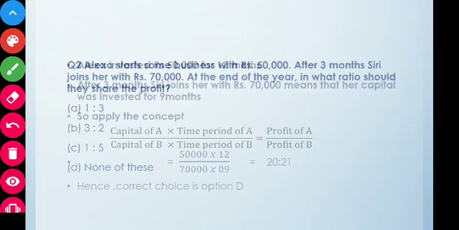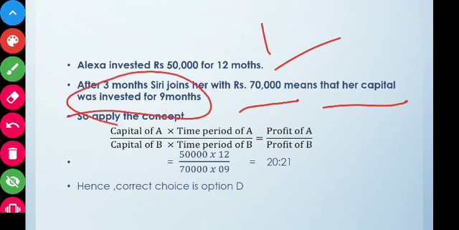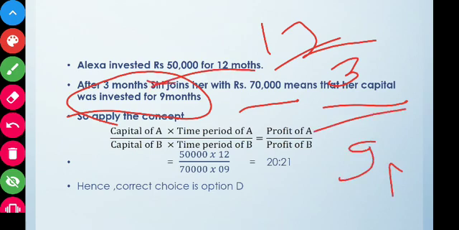So let's see how the question is solved. Alexa invested rupees 50,000 for 12 months, as given. After 3 months, Siri joined with rupees 70,000. It means that her capital was invested for 9 months, because in a year there are 12 months. For 3 months, Siri has not invested any money. So the remaining will be 9 months.